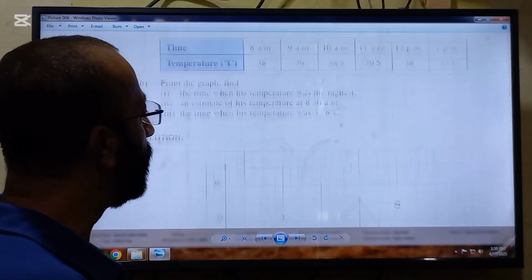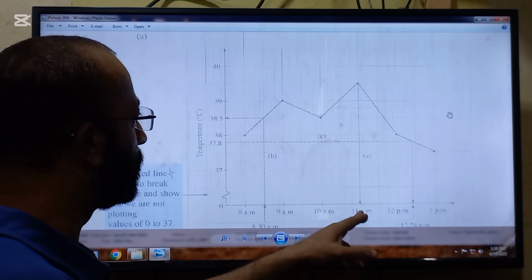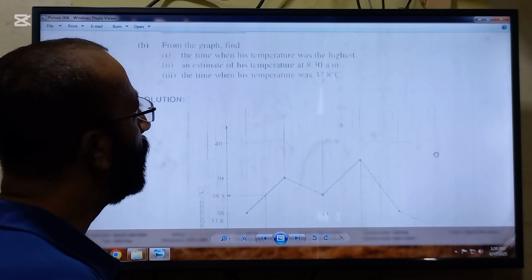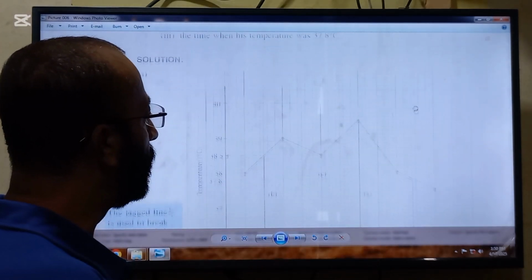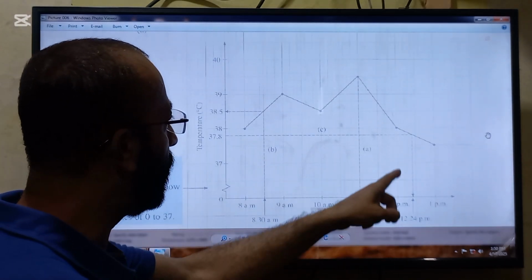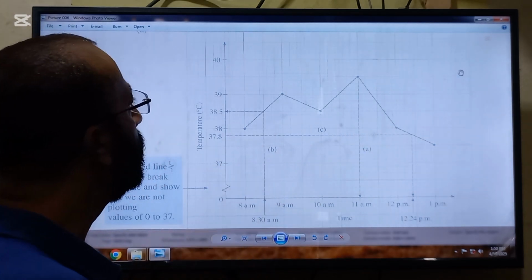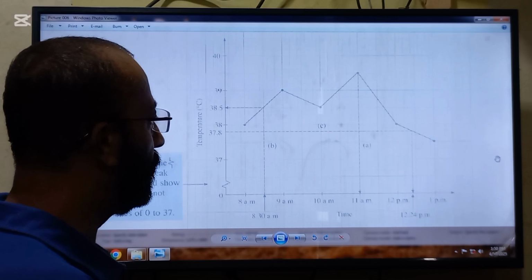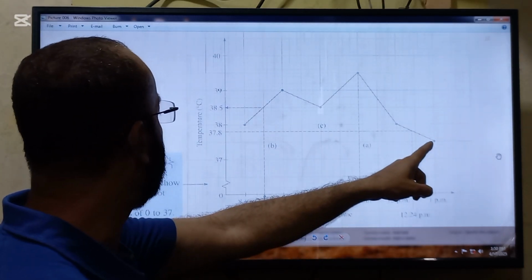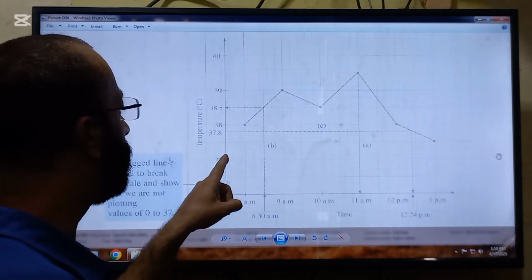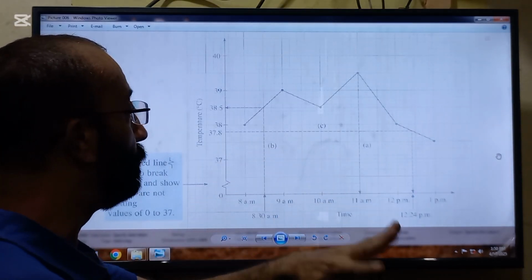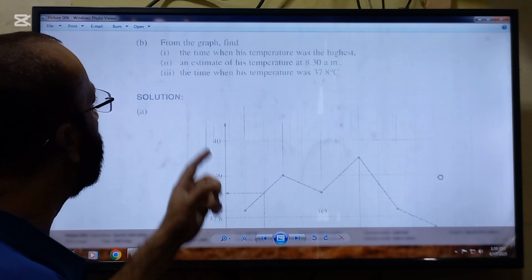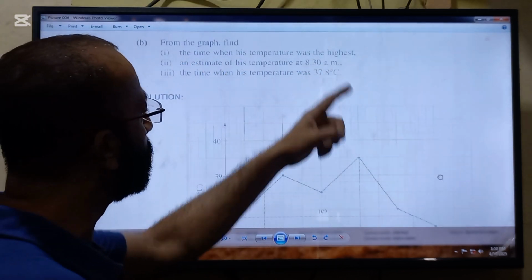Next is 11 and 39.5. Here is 11 and here is 39.5. Next is 12 and 38. Here is 12 and here is 38. The last one is 1 and 37.5. Here is 1 and here is 37.5. So be very careful. One small box will represent 0.1 degree.